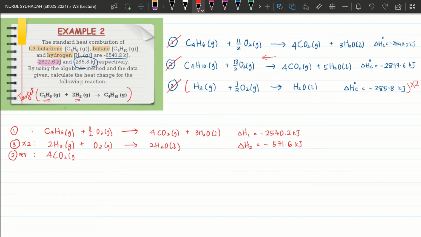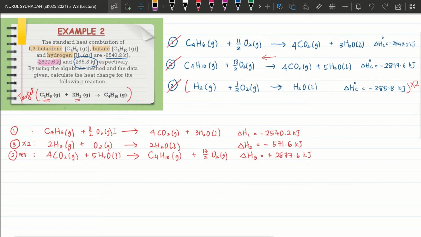Once we reverse the equation, it will be 4CO2 gas plus 5H2O liquid, to produce C4H10 gas plus 13/2 oxygen gas, and put as delta H3, and the value right now will be positive 2877.6 kilojoule. Okay, so there we have all the 3 equations.